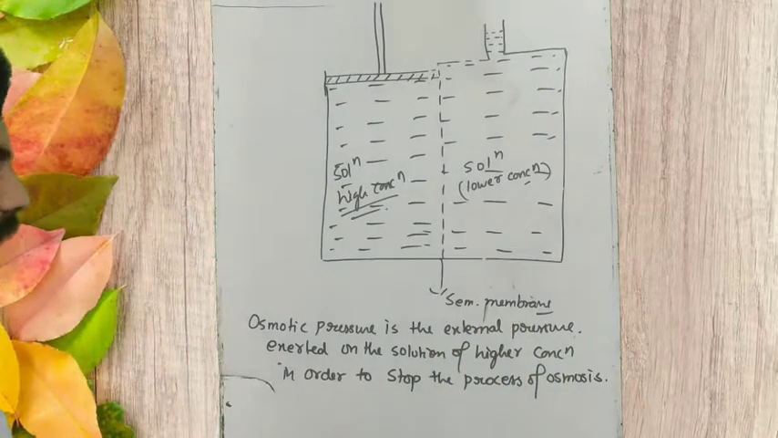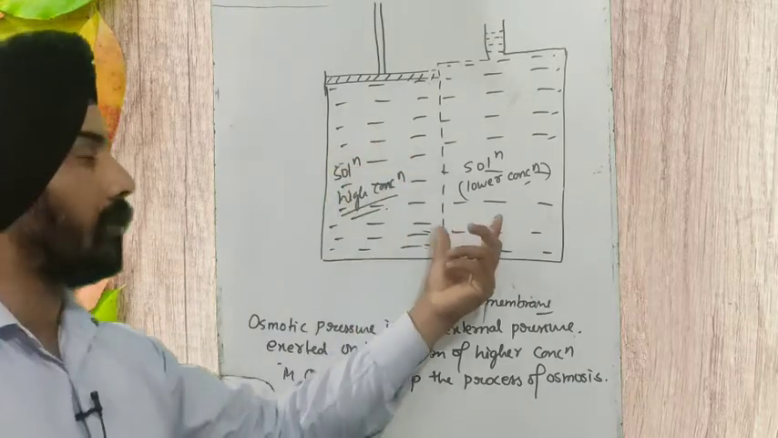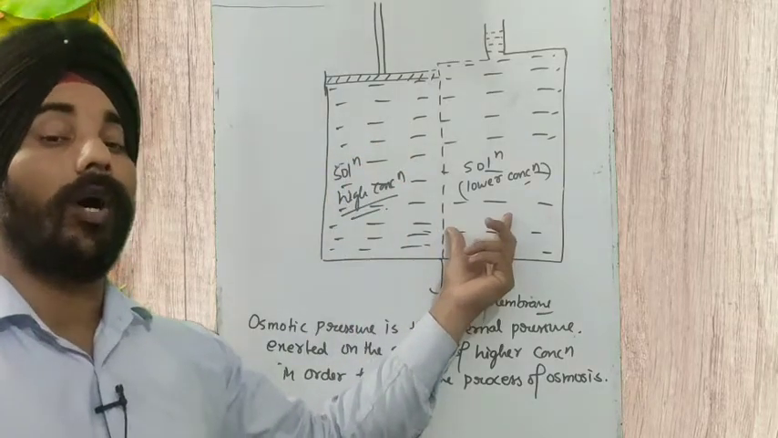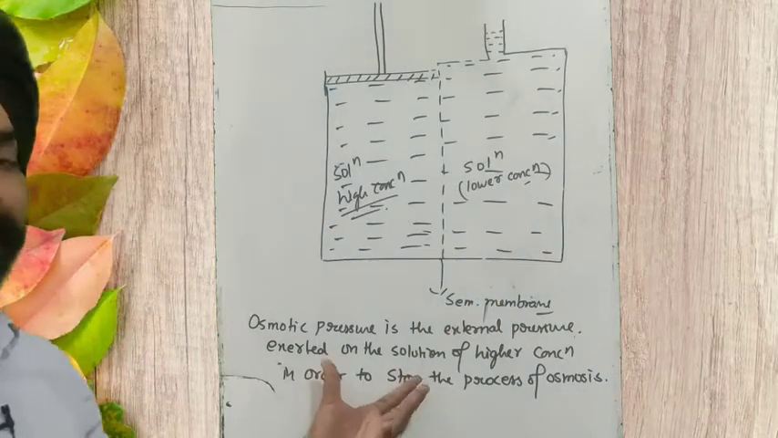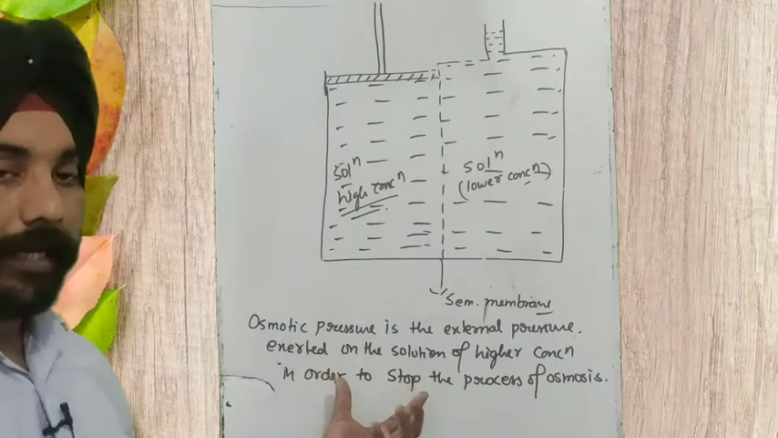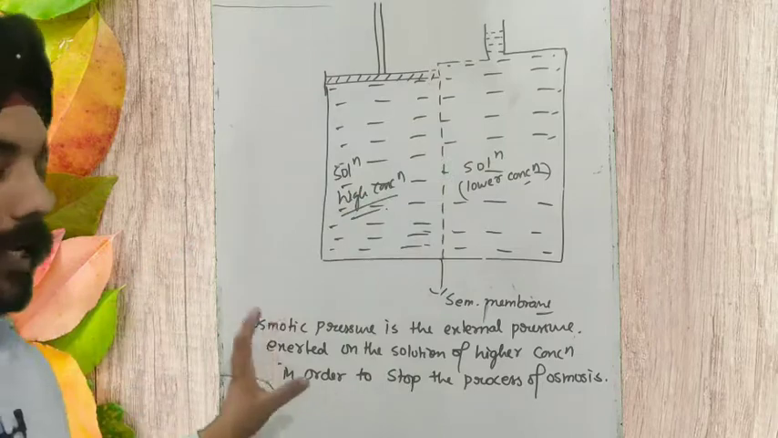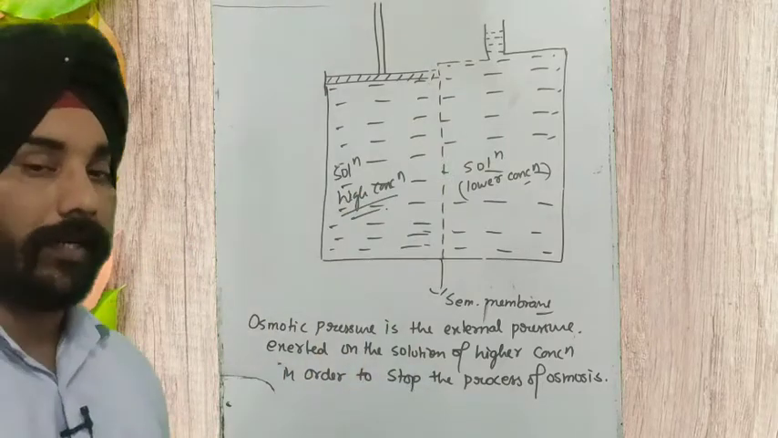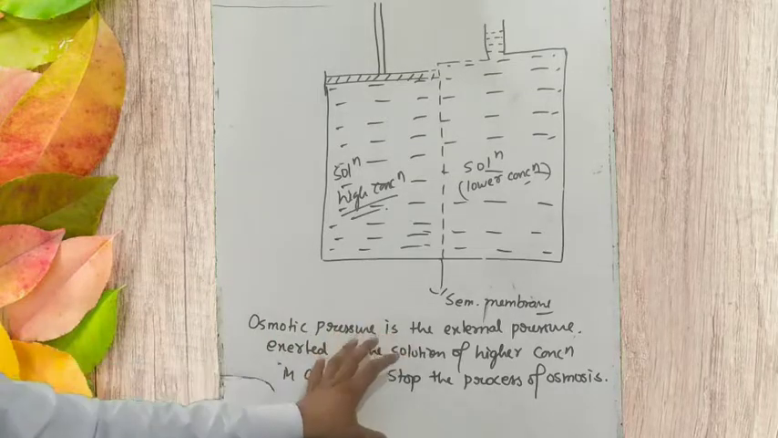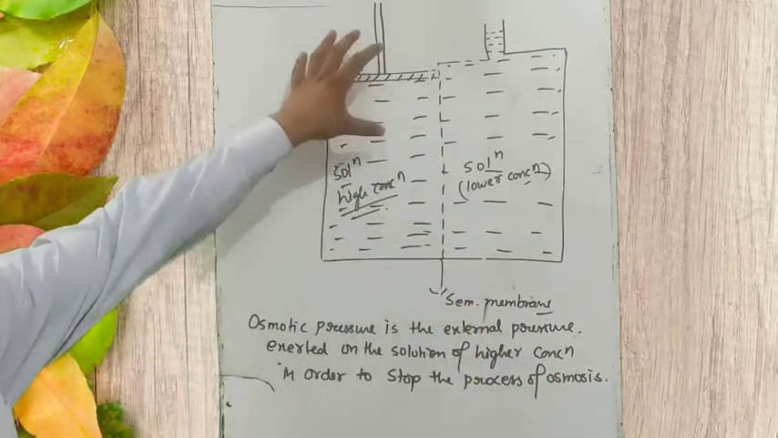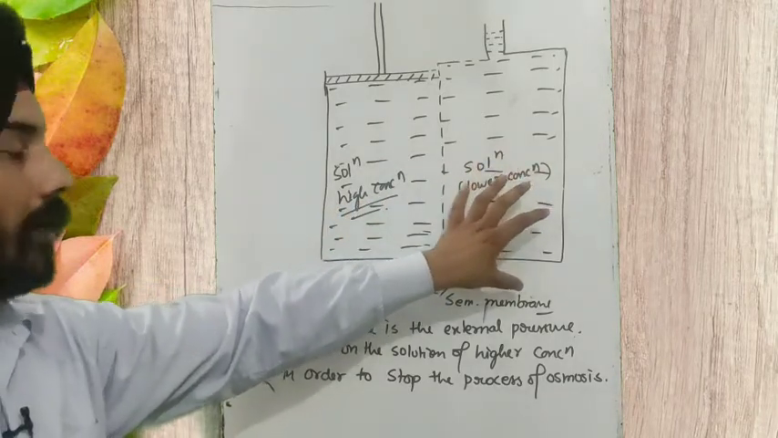Okay, so this is a pressure which, when applied on the solution of higher concentration, stops the process of osmosis. More correct definition you can see from the NCERT book. It's just for understanding. I'm making you understand what this osmotic pressure is all about. Not exactly word for word from the book. So osmotic pressure is what? That is the external pressure we apply on the solution of higher concentration that is going to stop the process of osmosis.